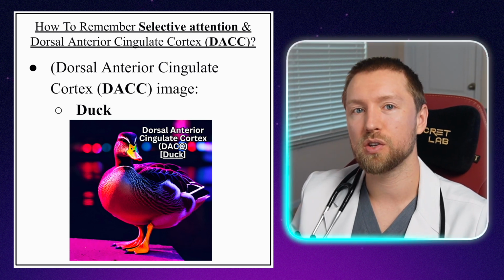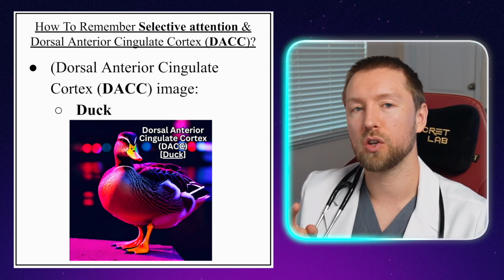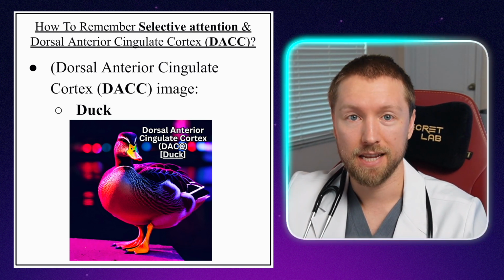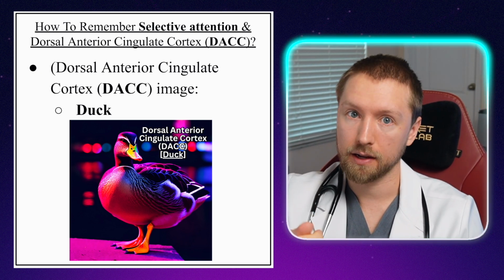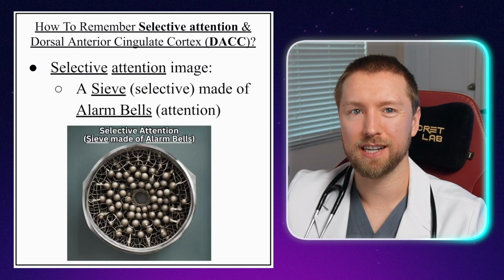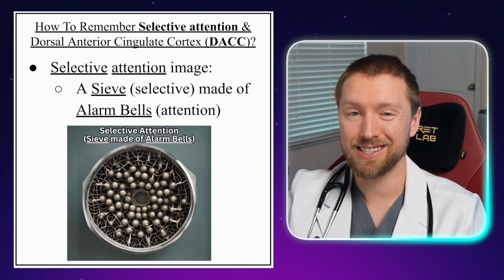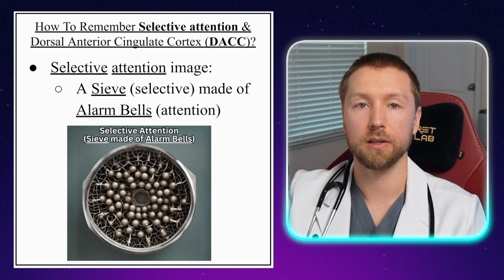Well, the dorsal anterior cingulate cortex is also known as DACC or DAC. So how we're going to remember it is we're going to imagine a duck. DAC, duck. How can we remember selective attention? Well, imagine a sieve of alarm bells. A sieve for selective, alarm bells for attention.